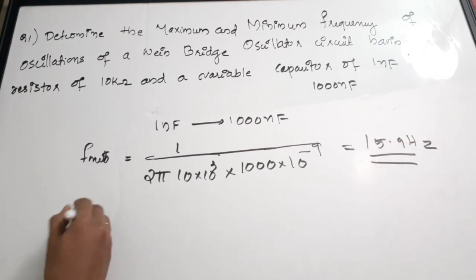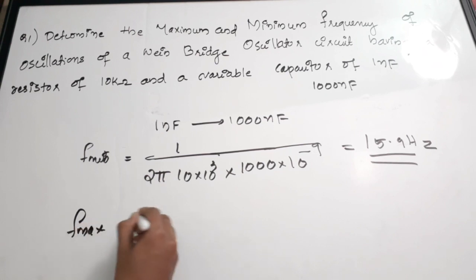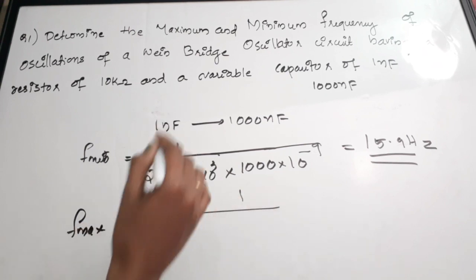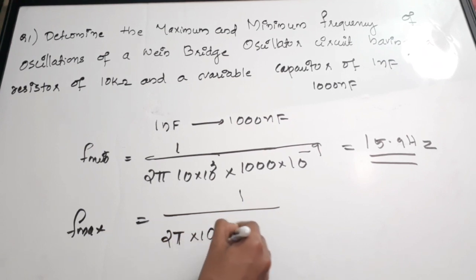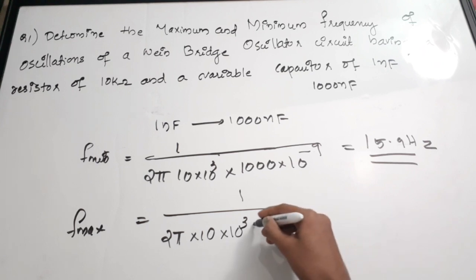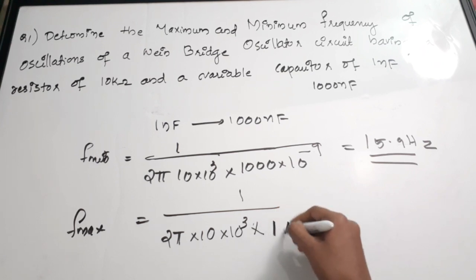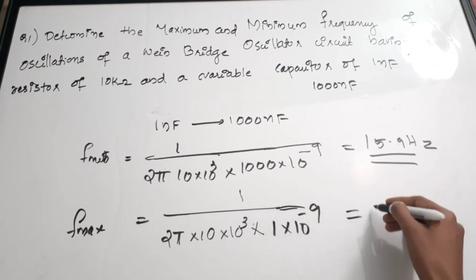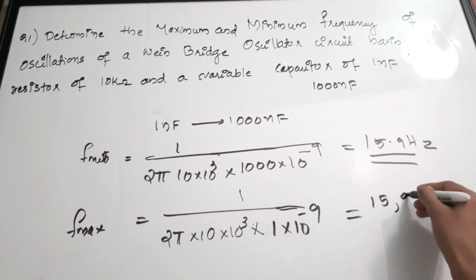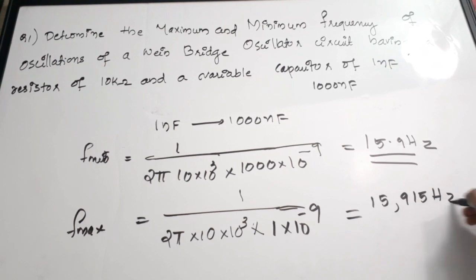The maximum frequency is F max equal to, the equation is the same, 1 by 2 pi RC. 2 pi into 10 into 10 raised to 3. R value is 10K, into 1 nanofarad, 1 into 10 raised to minus 9. And the value that we are getting is 15.915 hertz. Okay, so this is the value for your minimum frequency and your maximum frequency.